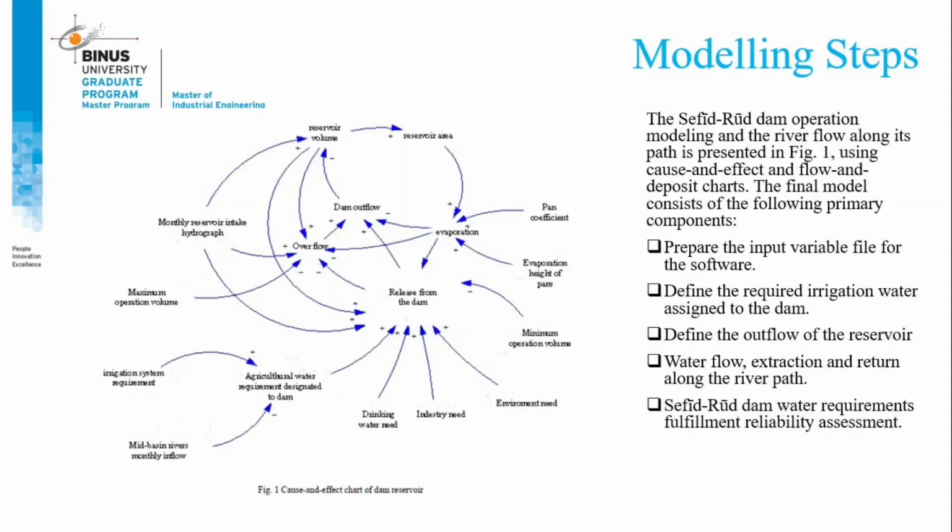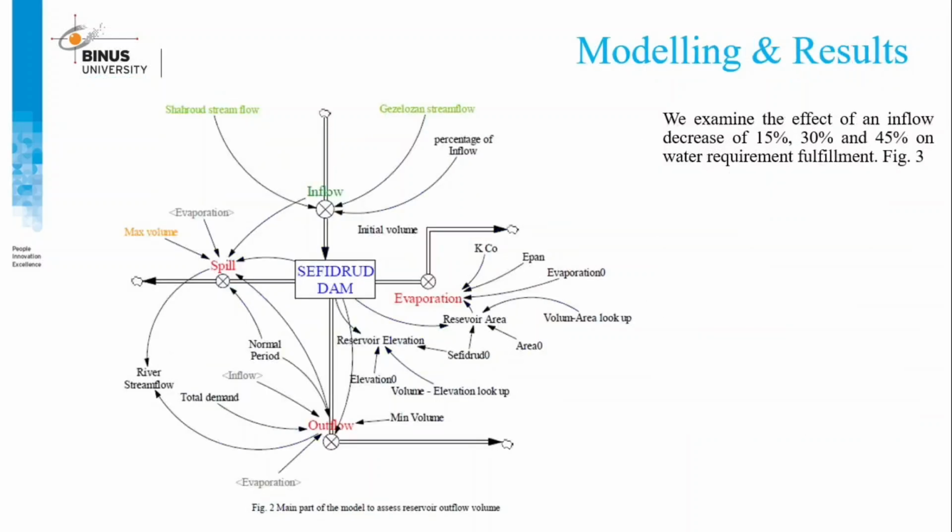This is the modeling step. The Sevidrat Dam operation modeling and river flow along its path is presented in this figure 1, using cause and effect and flow and deficit charts. The final model consists of the following primary components: prepare the input variable file for the software, define the required irrigation water assigned to the dam, define the outflow of the reservoir, water flow extraction and return along the river path, and Sevidrat Dam water requirements fulfillment reliability assessment. And let's continue into the next page, which is about modeling and results.